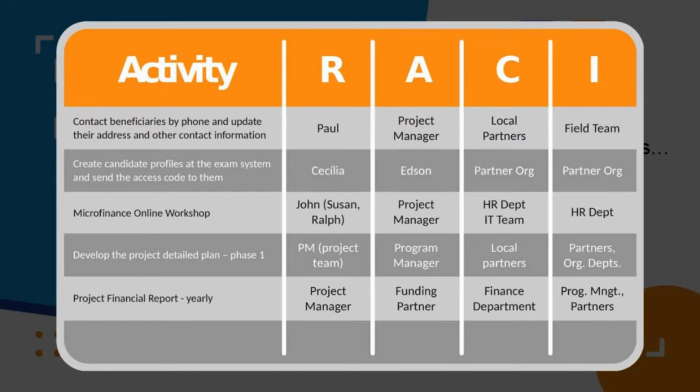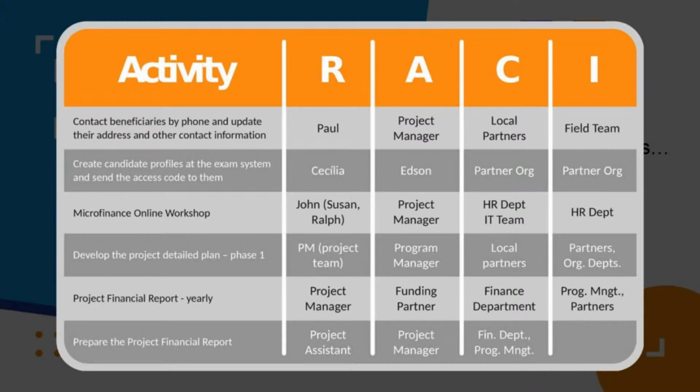The financial department, although, is consulted, so the task cannot be completed before or without the financial department's feedback. The financial department will check all the reports, check all the numbers, and send it back to the project manager, who will send it to the funding partner. And informed would be the program manager and all partners, that we have a financial report available. So we need transparency, informing all the partners, the program manager, internal departments and so on.